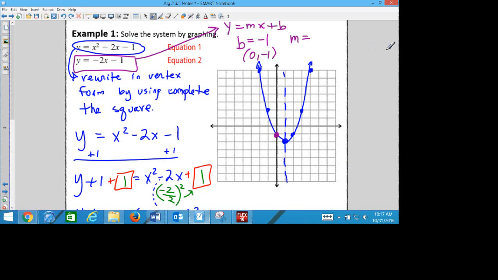What's our slope? -2. And remember, slope is rise over run, so we put that over 1. From that point, we go down 2, and then we go right 1. We go down 2, right 1, down 2, right 1, or up 2, left 1, up 2, left 1.